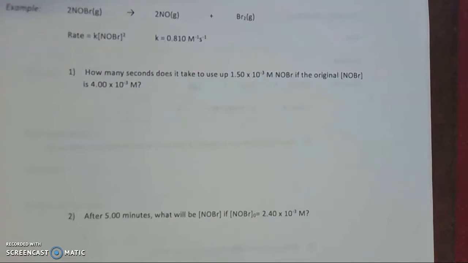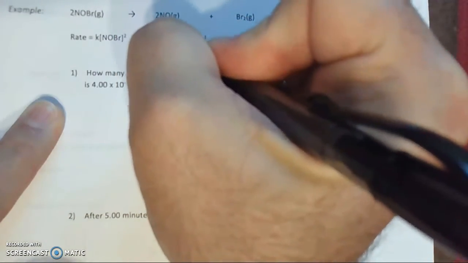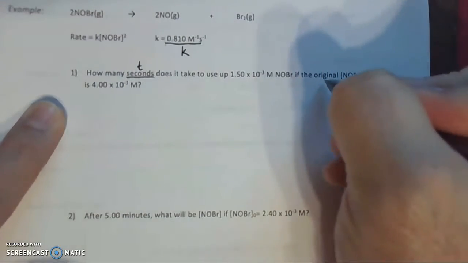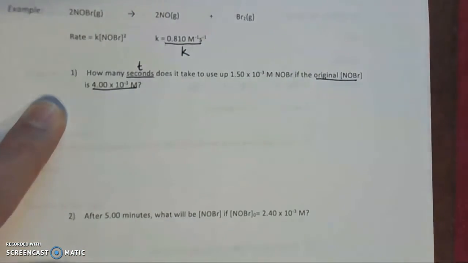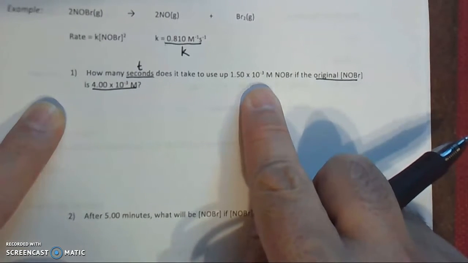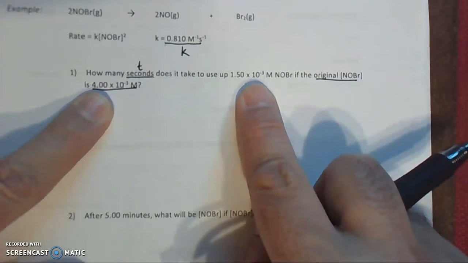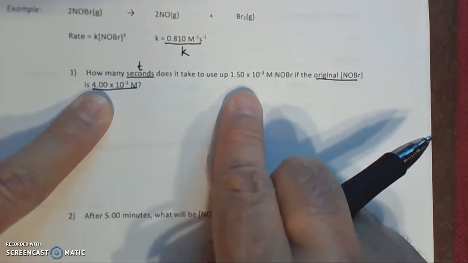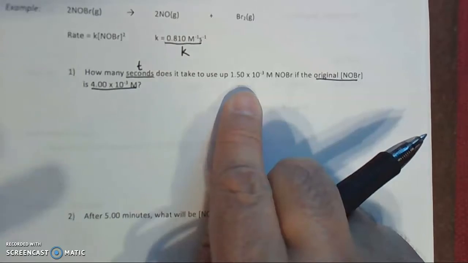For number 1, how many seconds does it take to use up 1.50 times 10 to the negative third molar NOBr if the original NOBr is 4.00 times 10 to the minus third molar? So we're looking for time, in seconds. We're given a k value. Our original concentration is given. This is our A sub 0 right here, but this is not our A because it says how long does it take to use up that amount. Our A value is how much remains.